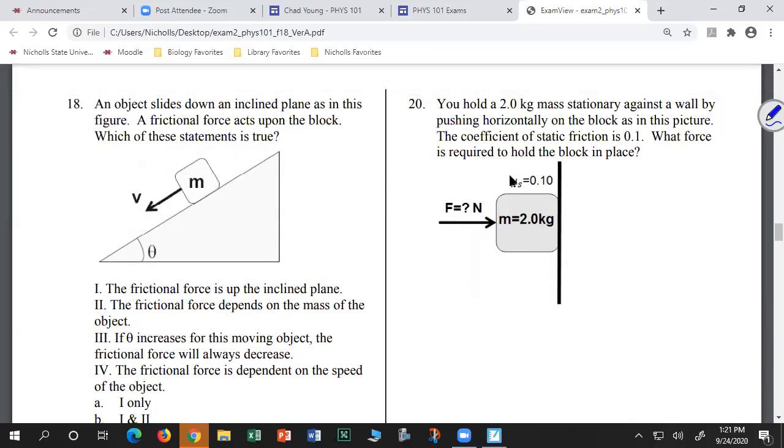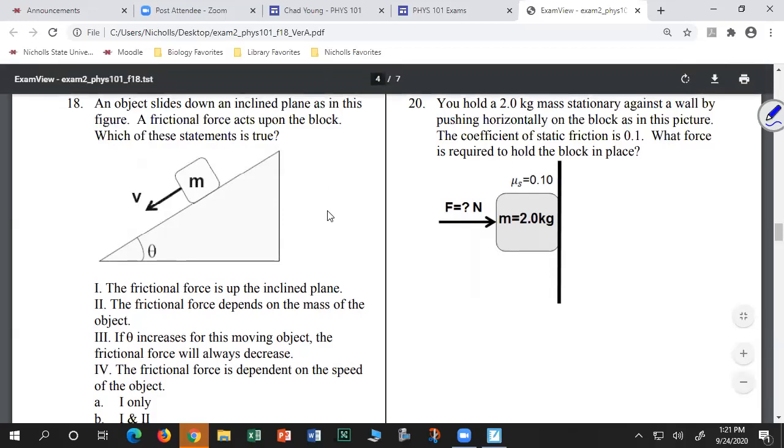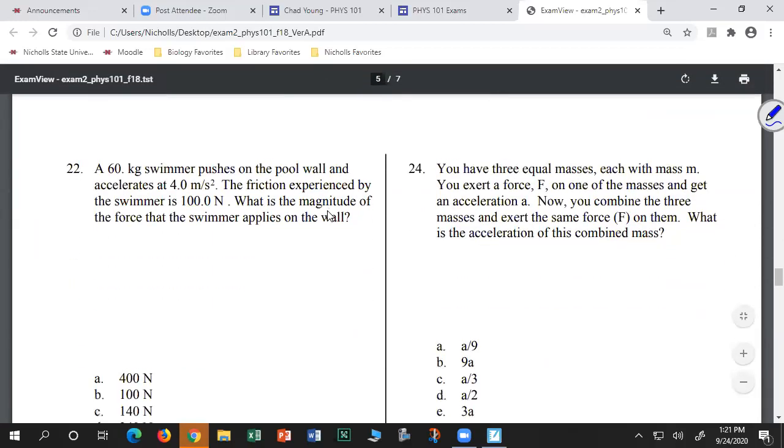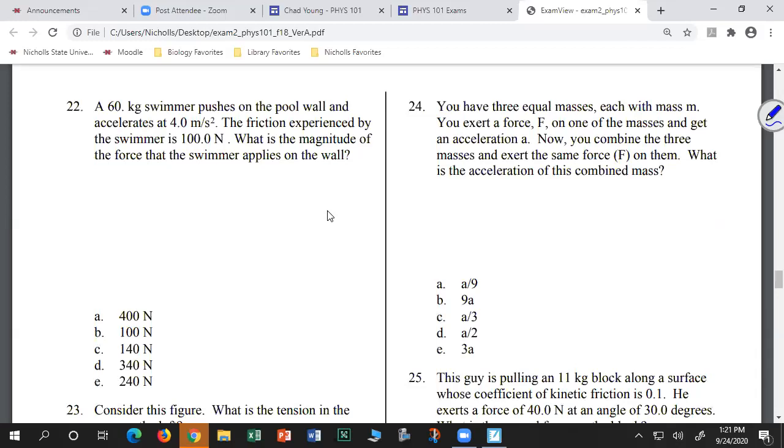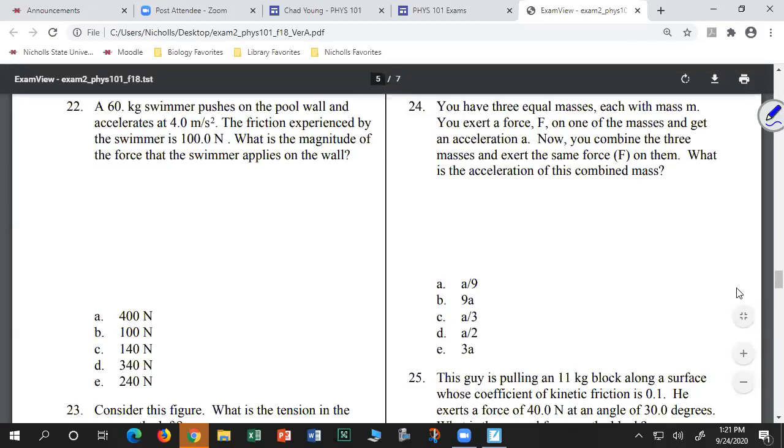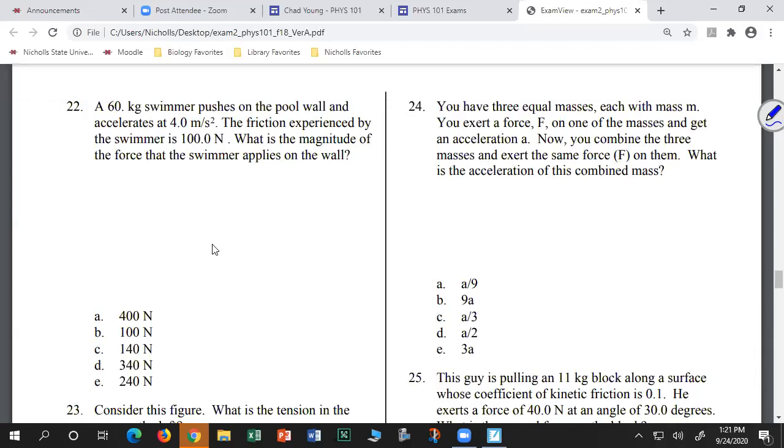Yeah, Ashlyn? Can I go to 24? Sure. Same exam? Yeah. Somebody asked me about this the other day. So you have 3 equal masses, each with mass m. You exert a force on one of the masses, and you get an acceleration a. Let me draw a picture. So here's my mass. I exert a force on it, and it causes it to accelerate with acceleration a. And I know this relationship is governed by F equals ma.